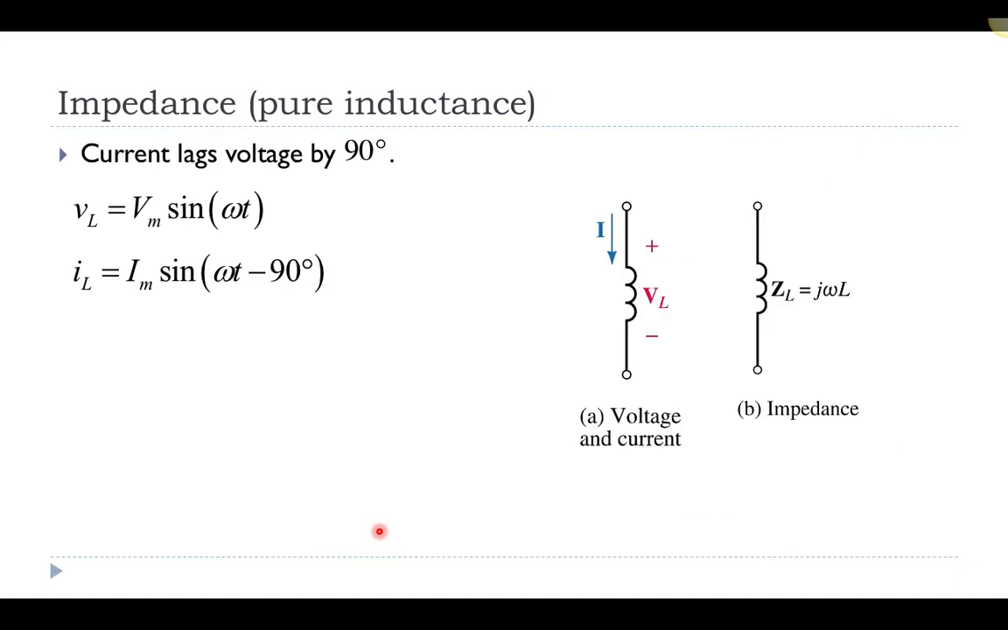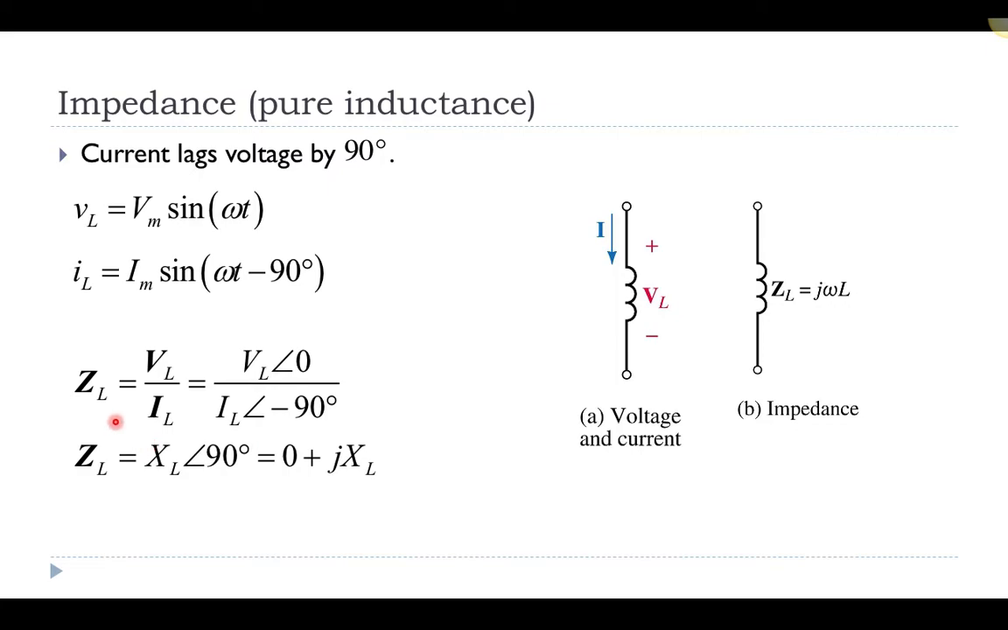Now let's think about an inductor. So we know that with an inductor, the current lags the voltage by 90 degrees. So the voltage across the inductor can be written as sine omega t. The current through the inductor is going to have some amplitude times sine omega t minus 90.